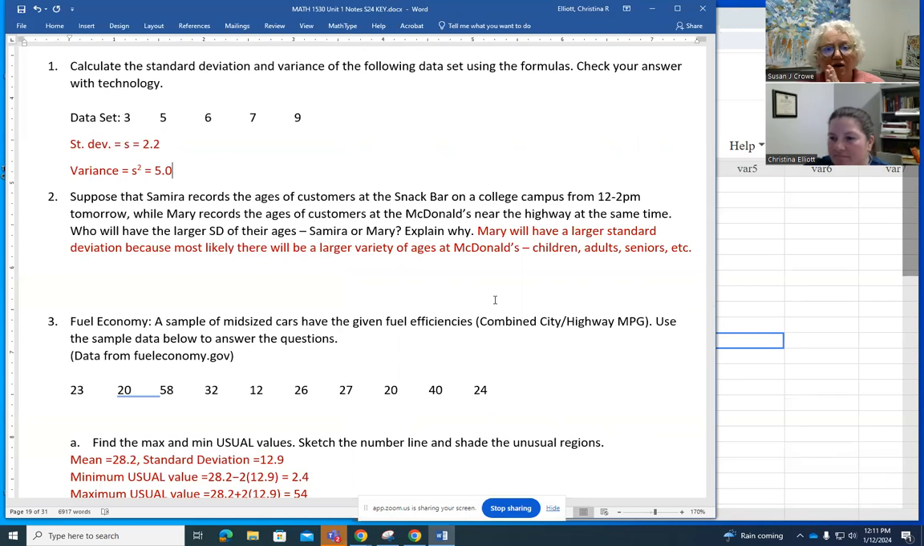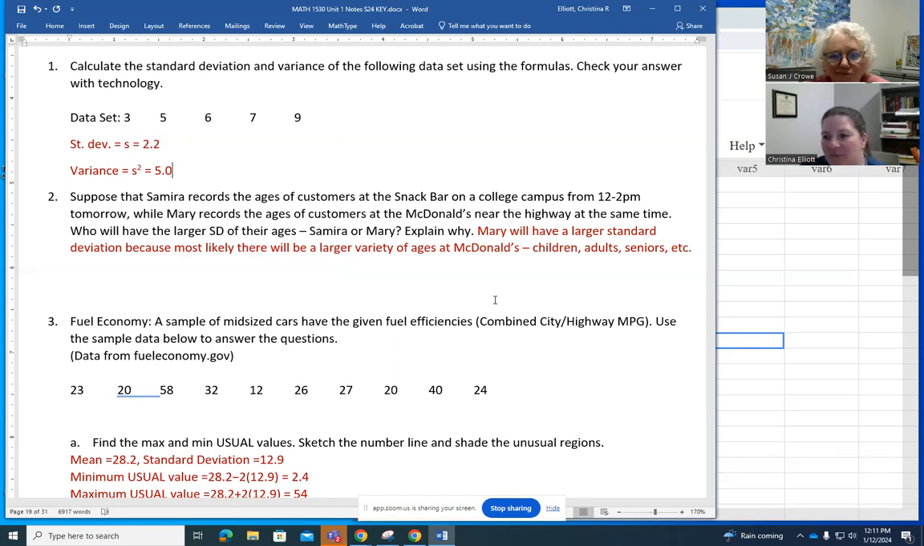And then I'm picturing at McDonald's, there's going to be a spread. There's going to be grandparents taking grandchildren into McDonald's during those time periods. And so there's going to be a pretty good spread of ages there. So the mean might be pretty similar, somewhere in the low to mid 20s. But the standard deviation is probably going to be higher at the McDonald's.